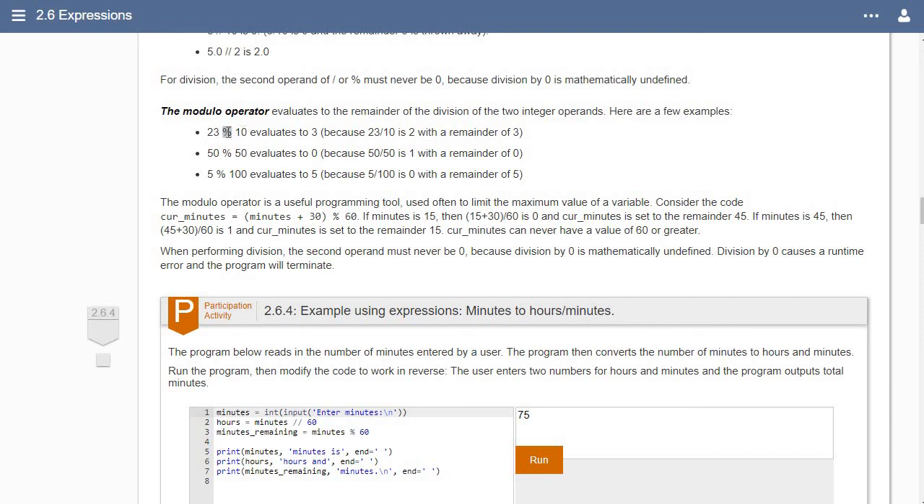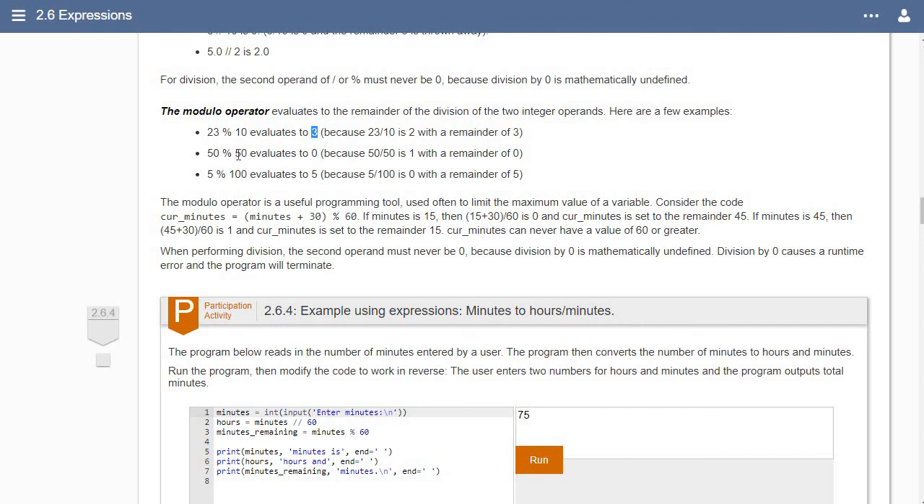10 goes into 23 with a remainder of 3. I'm sorry, 2 times. 10 goes into 23 2 times, which would be 20, with a remainder of 3. But remember, mod drops the first part, so all we have is the remainder, so the answer would be 3.